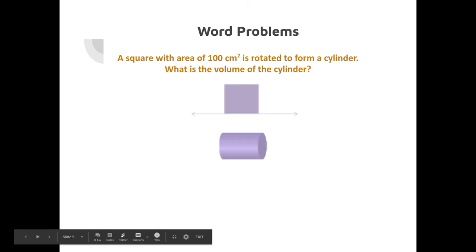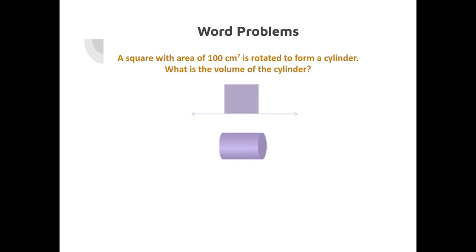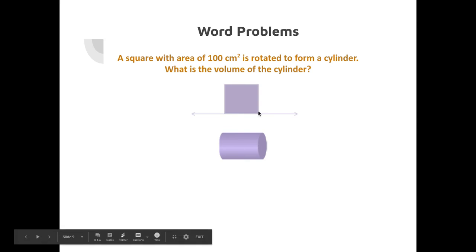Okay, so let's take a look at a word problem that involves a rotation. Sometimes in the rotation problems, you're just really asked to say, okay, here's the 2D figure, here's the axis of rotation. What 3D solid is created? But sometimes they're actually embedded in word problems. So take a look at this one. We have a square with the area of 100 square centimeters, and we're rotating it. They're telling you that you're getting a cylinder, but we want to know the volume of that cylinder.